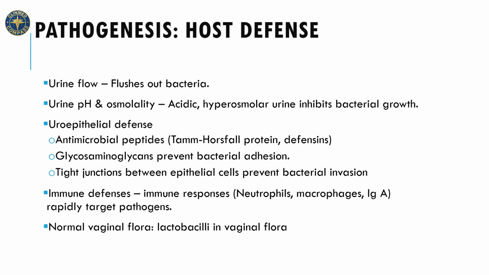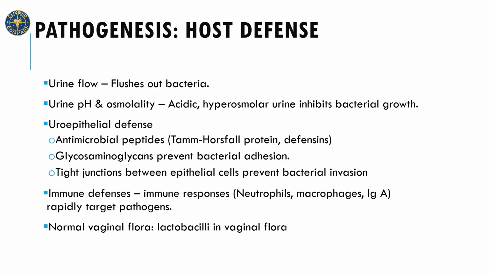Now we are going to look at the pathogenesis of UTI. First, let's talk about the host defense mechanisms. The body has several natural defenses against urinary tract infection. First is the urine flow. This flushes out bacteria. Second is the pH and the osmolality of the urine. The acidic and concentrated nature of the urine also inhibits bacterial growth. Then the uroepithelium offers protection through tight junctions, antimicrobial peptides, and glycosaminoglycans, which prevent bacterial adhesion.